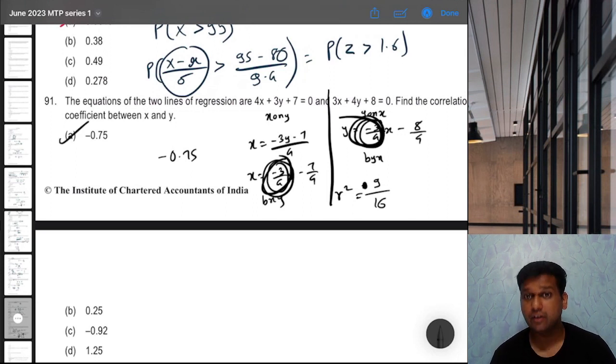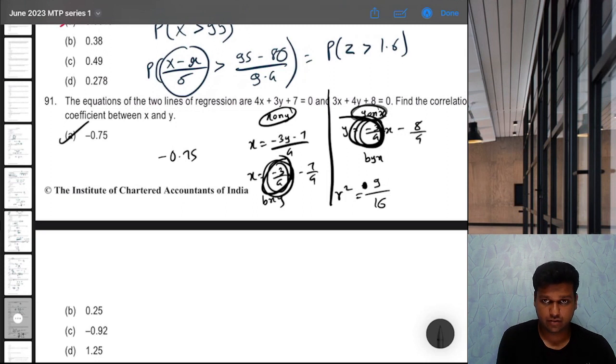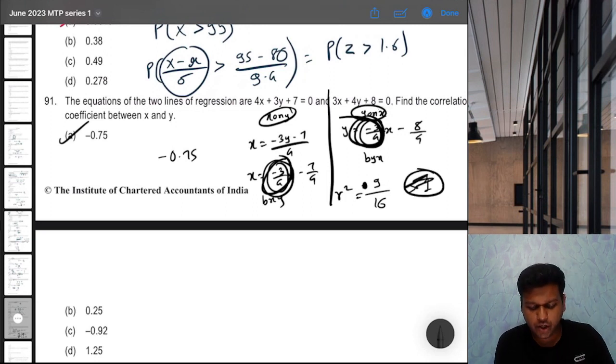Now if we had assumed the opposite, we would have got r square greater than 1. But we did not get it like that. So we got the correct answer on the first try.